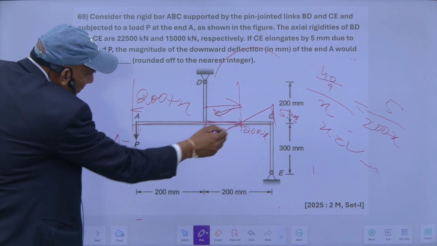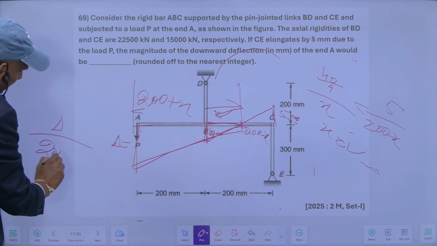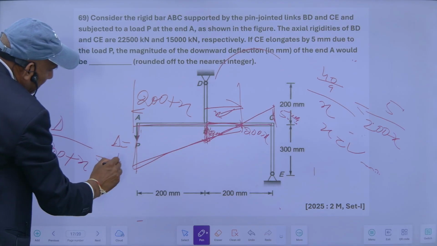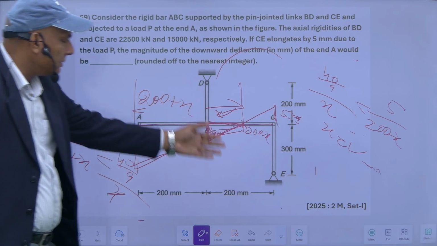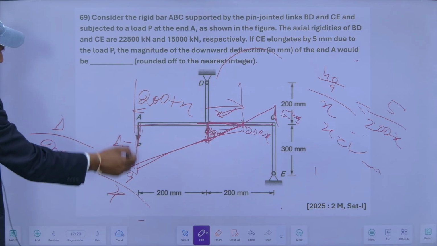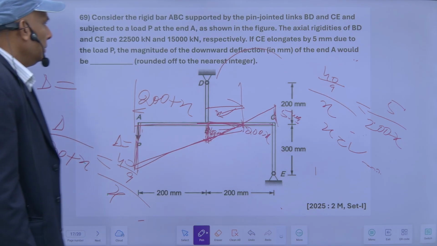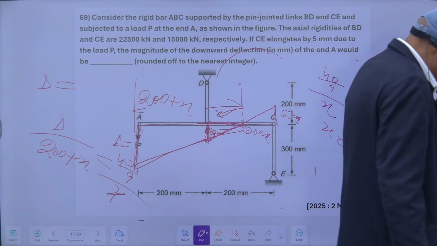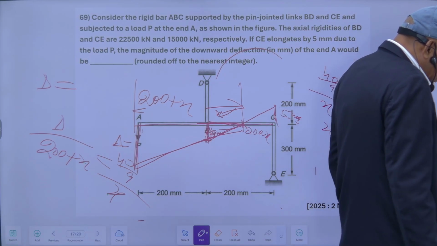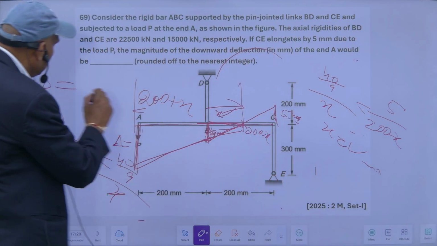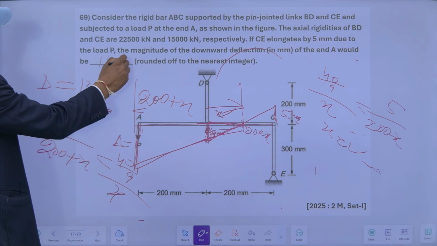This already I know, so this is known, and this is also known, this I have to find out. So these are two triangles, one is this and another is this bigger triangle. So this delta upon 200 plus x will be equal to this 40 upon 9 divided by this x. This x I have already calculated. So after putting the value of x in this equation, I will get this delta, and this delta will be approximately 13.88, you can say near about 14 mm. So the calculation part people can do.